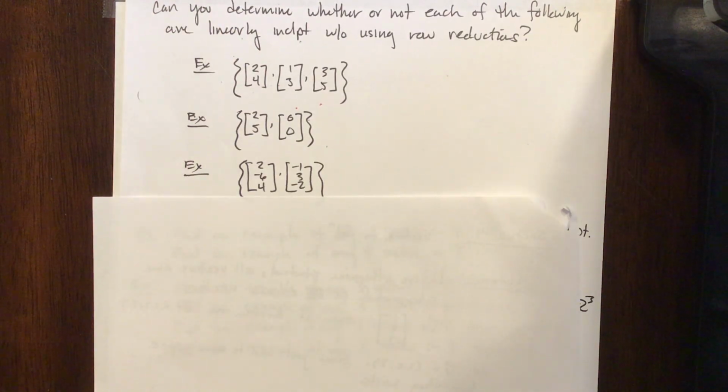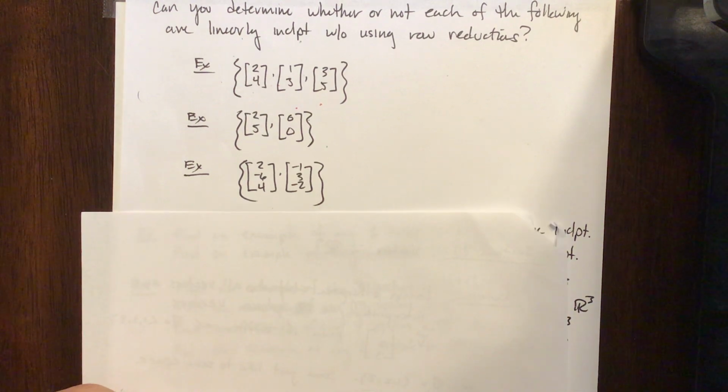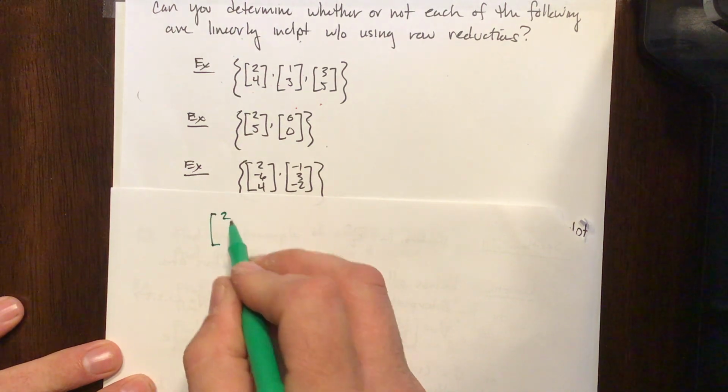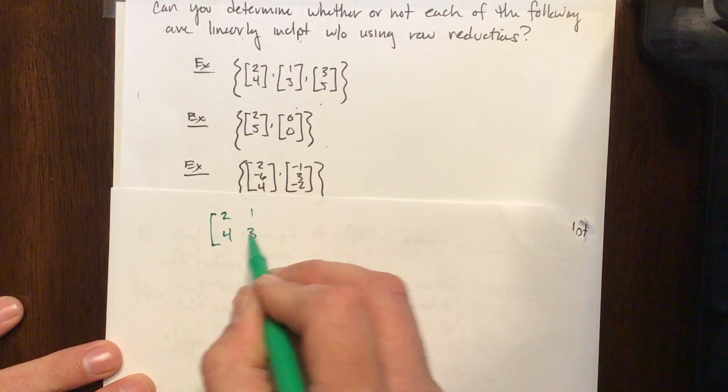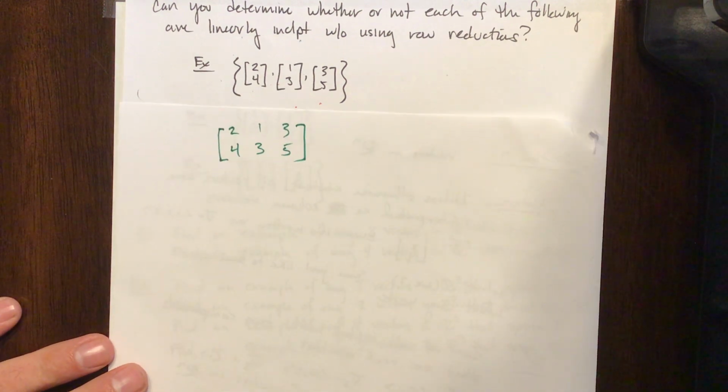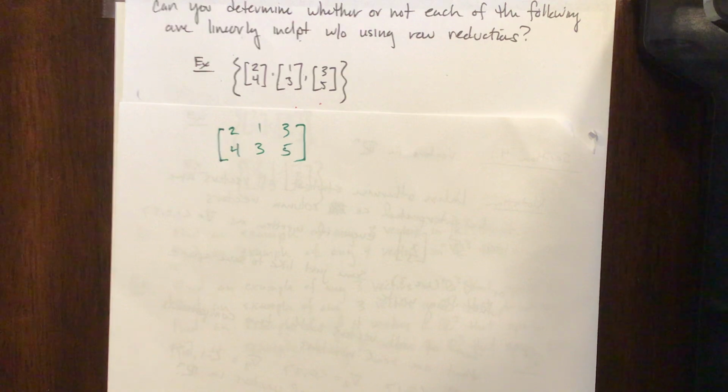All right, so let's answer some of these quick response questions. Look at the list of vectors 2, 4, 1, 3, and 3, 5. Can you determine, without doing any row operation, whether or not the list is linearly independent or linearly dependent? Let's take a look. Let's make this a matrix. The columns are 2, 4, 1, 3, and 3, 5, and we're going to look to see if there's a pivot in every column.